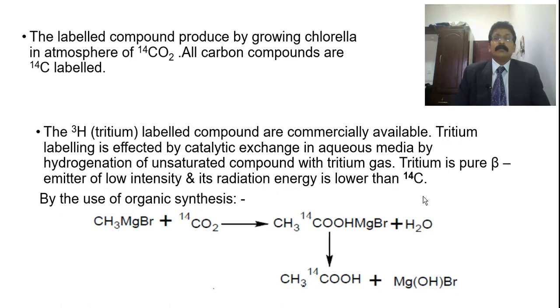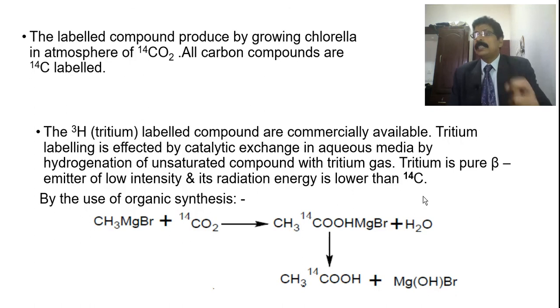Tritium, H3, labeled compounds are commercially available. Tritium labeling is effected by catalytic exchange in aqueous media, or by hydrogenation of unsaturated compounds with tritium gas. Tritium is a pure beta emitter of low intensity, and its radiation energy is lower than carbon 14.